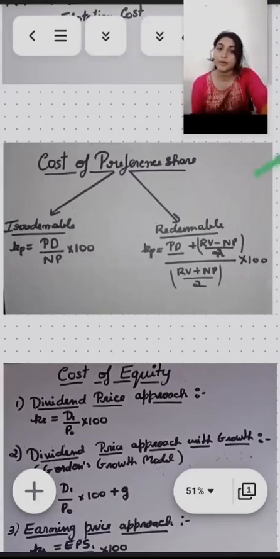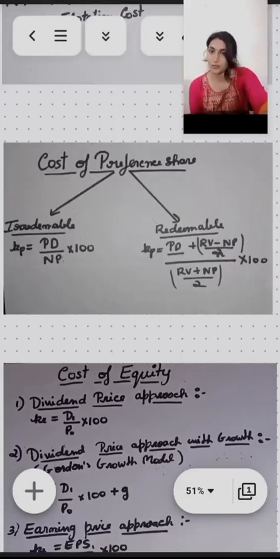Coming to the redeemable formula, we have preference dividend plus redeemable value minus net proceeds divided by n, whole divided by redeemable value plus net proceeds divided by 2. N is nothing but the number of years, the maturity period. Okay, the net proceeds, same thing. If it is at a premium, we should add it. Discount we should minus. Any brokerage or flotation cost also should be deducted.